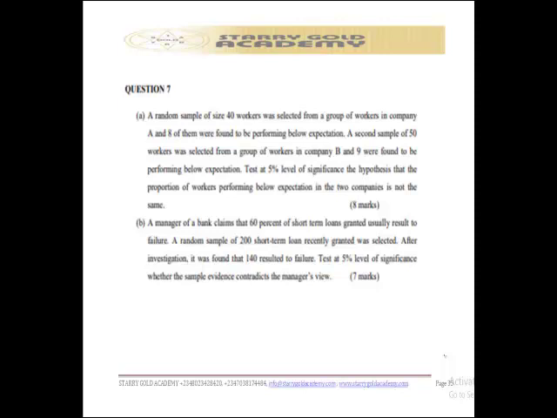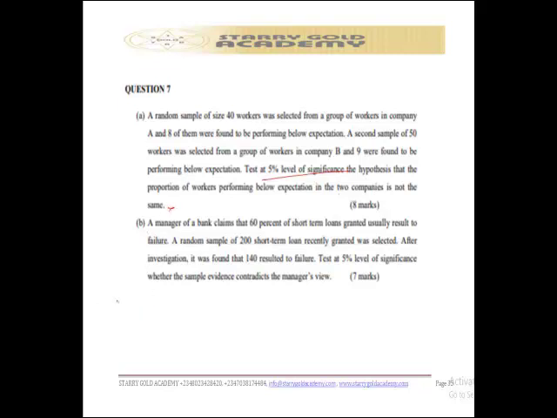A random sample of size 40 workers was selected from a group of workers in company A, and 8 of them were found to be performing below expectation. A second sample of 50 workers was selected from company B, and 9 were found to be performing below expectations. Test at 5% level of significance the hypothesis that the proportion of workers performing below expectation in the two companies is not the same.